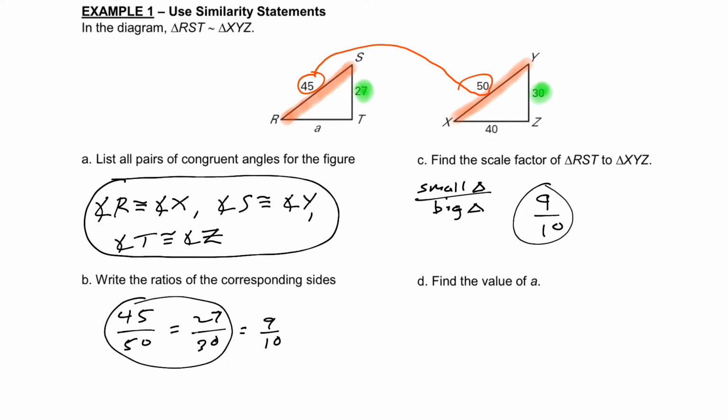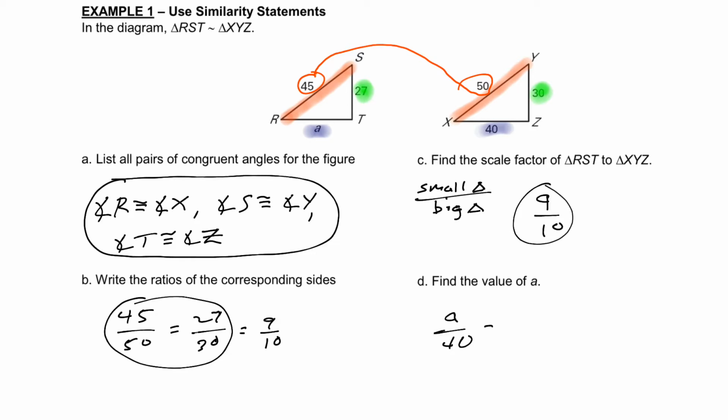Now all we've got to do is part D. Part D says to find the value of A. And we can see that the side length A in the small triangle corresponds with a side length of 40 in the big triangle. So what we're going to do here is set up a proportion that allows us to solve for A. Let's make a fraction. So we're going to have A in the little triangle corresponding with 40 in the big triangle.